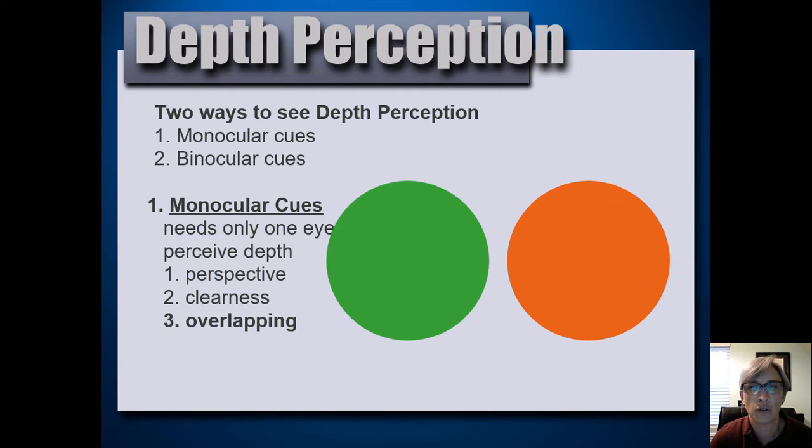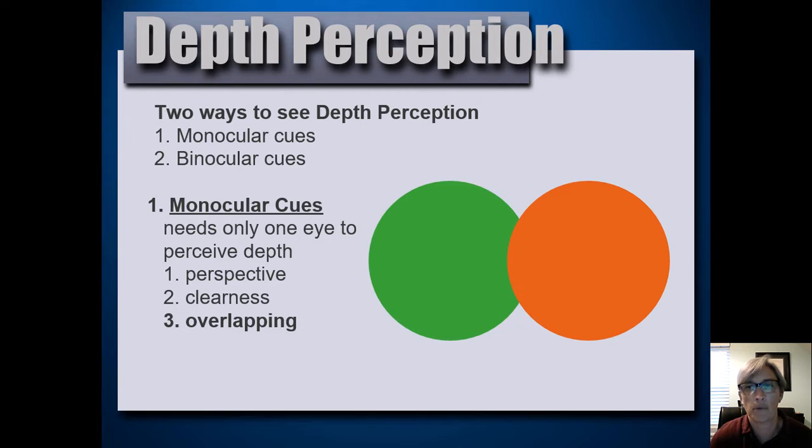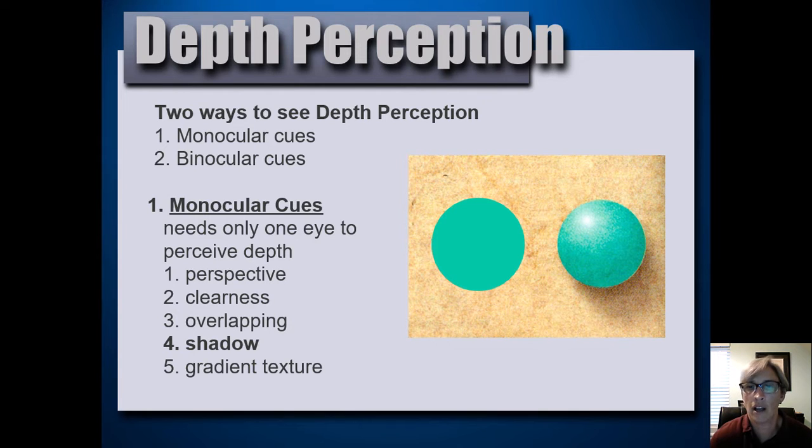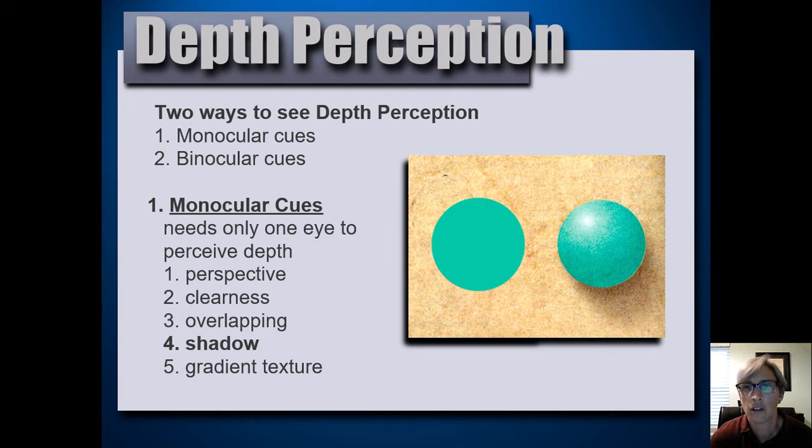Overlapping, so here we have two dots. They look as though they're the same to us, but then we overlap them and the green one suddenly is behind the orange one. Shadow, we're going to add a shadow to this green ball, and now it gives it more depth. You can see that. We'll add a shadow to the backdrop, and it gives us more depth.